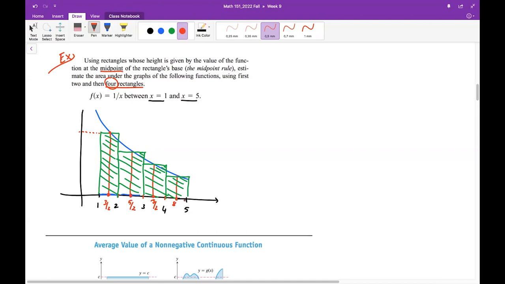And the first height is the image of this function evaluated at the midpoint of the first one. Continuing this way, this is f of 5 over 2. Here you see, this is f of 7 over 2. And the last height is here, and this is f of 9 over 2. And our graph is given by this expression. So this is which curve? This is the y equals 1 over x curve.